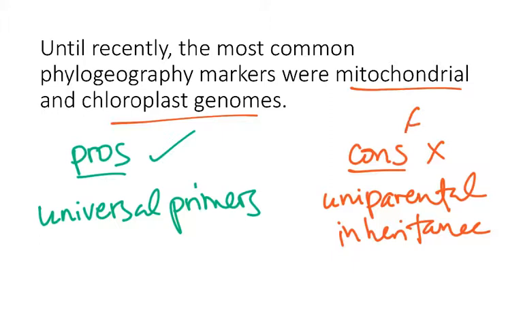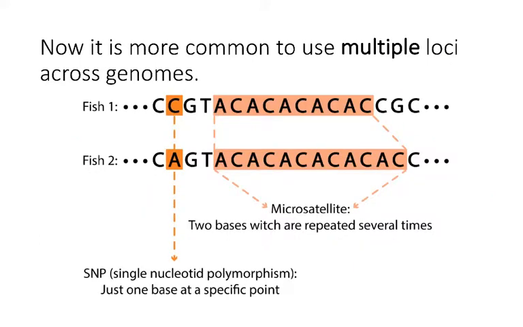So because of these cons here, now it's actually more common to use multiple loci across genomes for phylogeography markers in phylogeography studies. And two of the most common ones that are used now are microsatellites and SNPs. So this is a refresher showing these two types of markers side by side. Remember, microsatellites are repeated bases, so we have these two bases, AC, repeated a different number of times, and a SNP, single nucleotide polymorphism, is a single base pair change at a specific point.